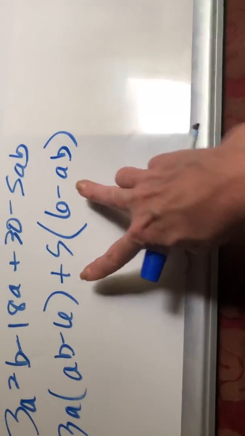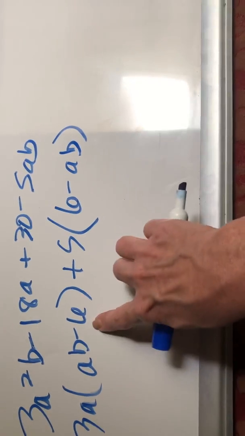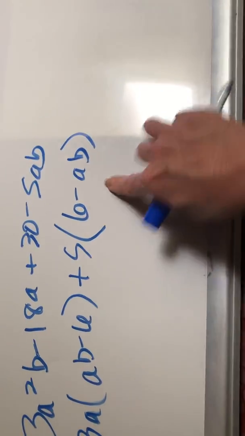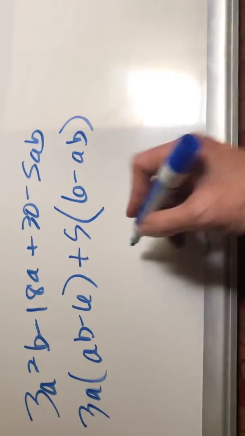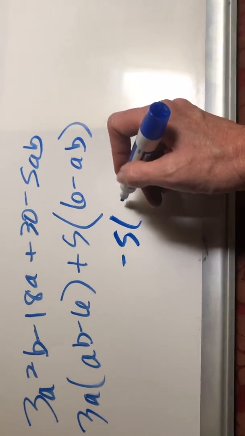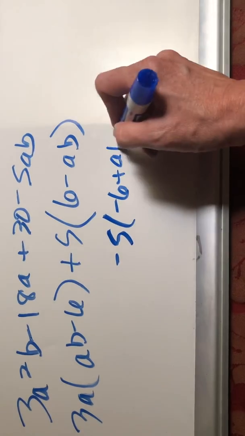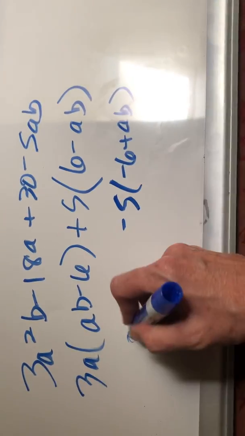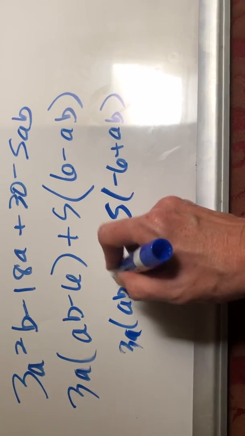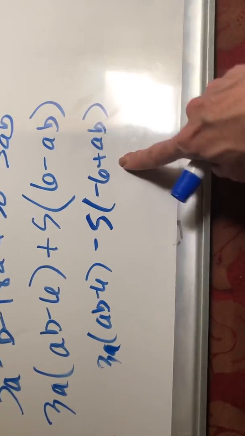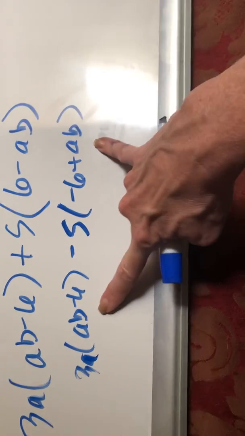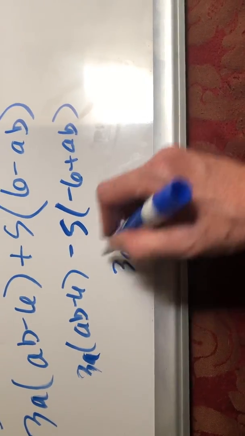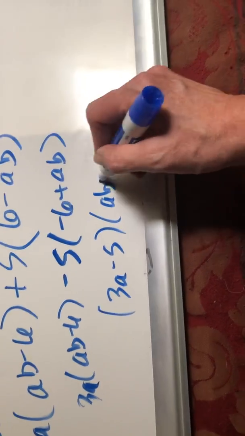Now, here's the problem. This is ab minus 6. This is 6 minus ab. Those aren't the same. Those don't match, and they're off by a sign. So what we need to do is make that 5 a negative instead. That'll change the signs on the 6 and the ab. So now I have 3a times ab minus 6 minus 5 times negative 6 plus ab. So these are the same now because the 6 is negative and the ab is positive. So 3a minus 5, ab minus 6.